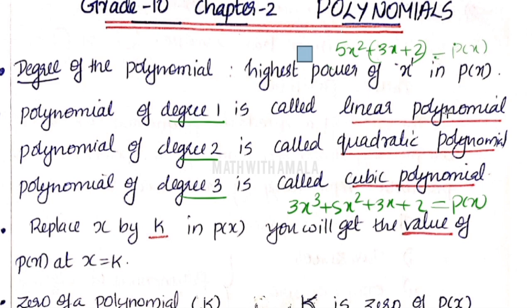Okay, now we have to replace the x in all this p of x with k. K is any real number, then you will get the value of p of x at x equal to k. So you have to note that here by substituting k in this p of x, you are getting the value. But when we move to the next portion, you are having a 0 of the polynomial.